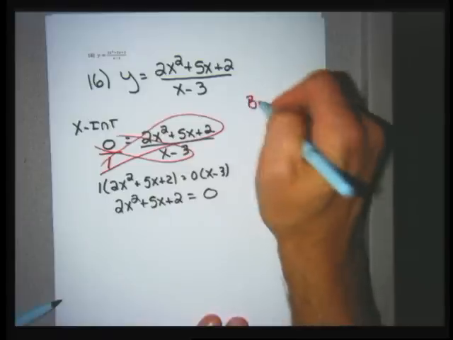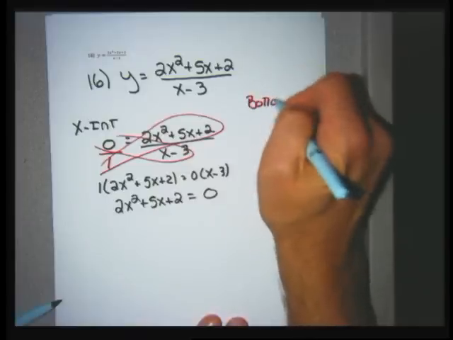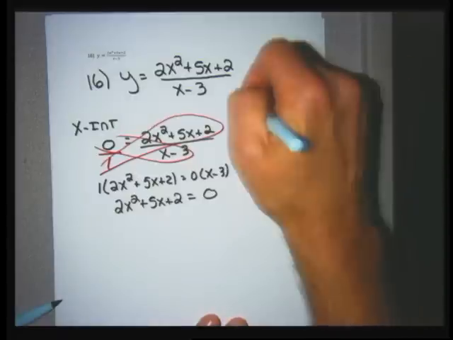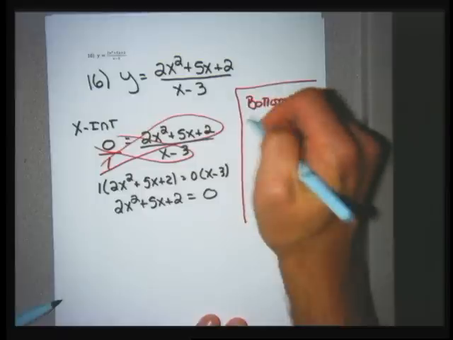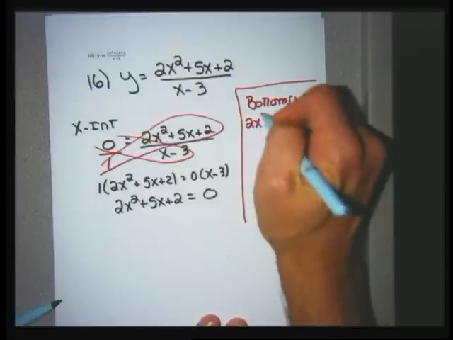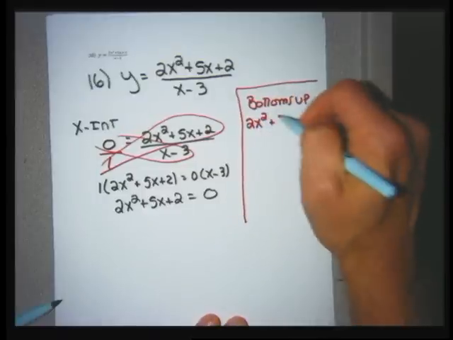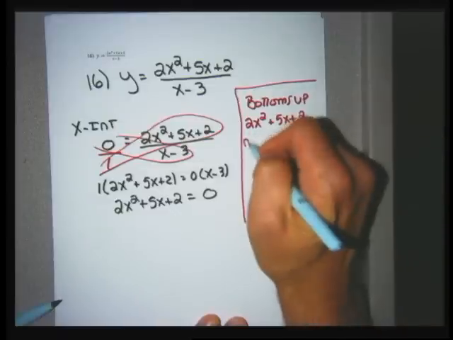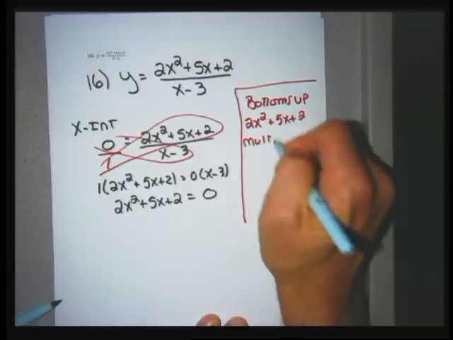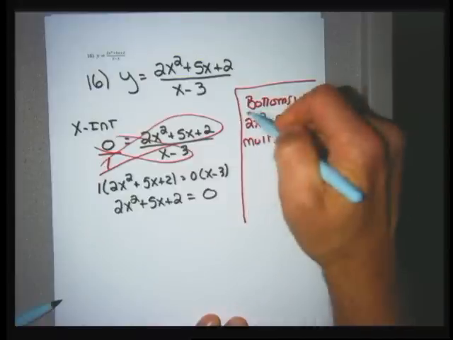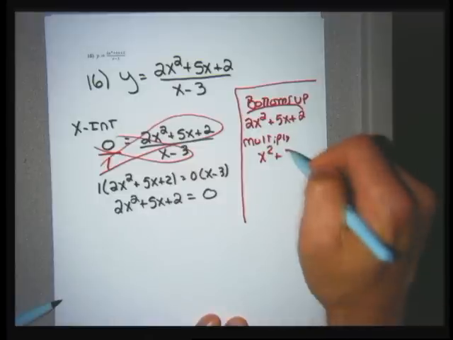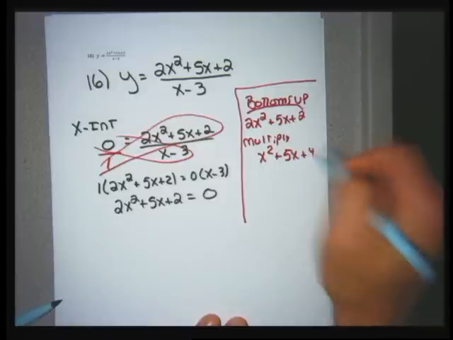Third time, I need to do bottoms-up factoring. This is probably more bottoms-up factoring than we'll generally get, but I just wanted to make sure you get used to it again in case you forgot it. So the first step in bottoms-up factoring is to multiply. Multiply the outside numbers here. Gives me x squared plus 5x plus 4.